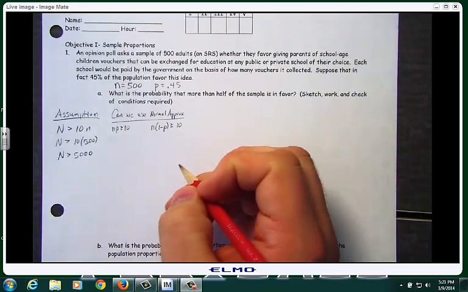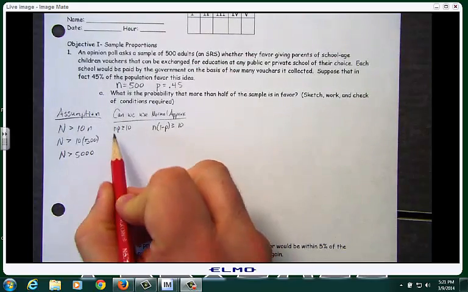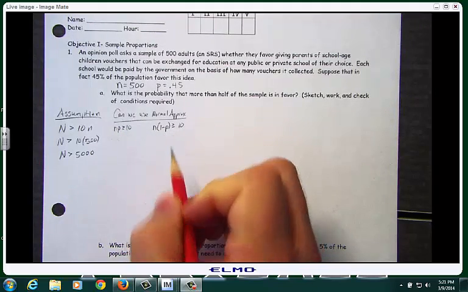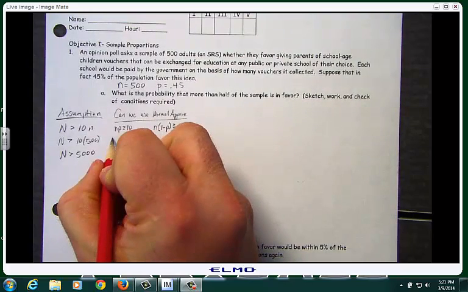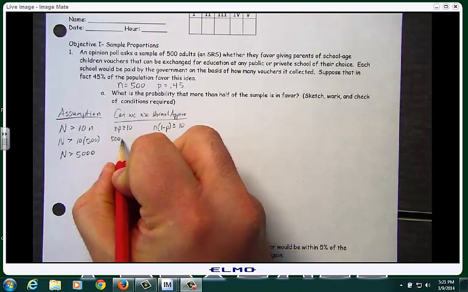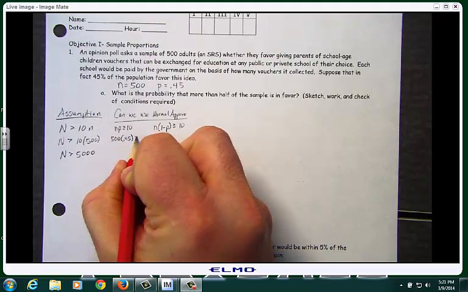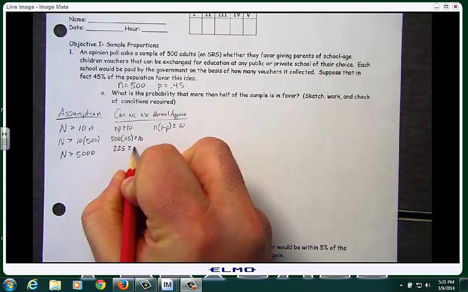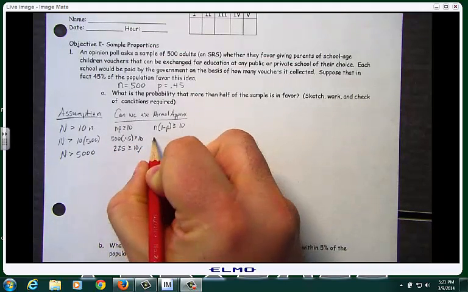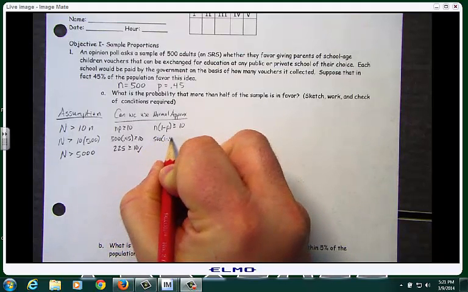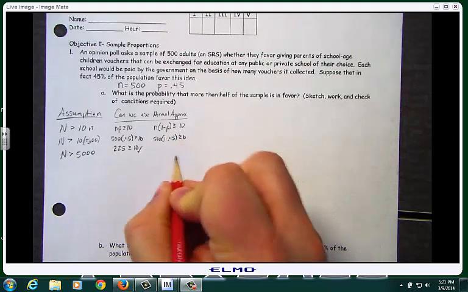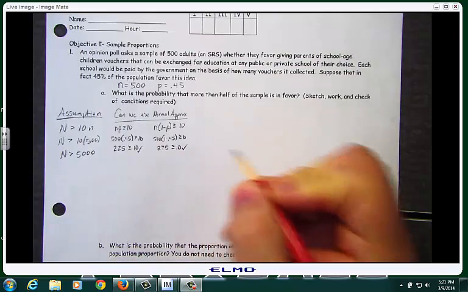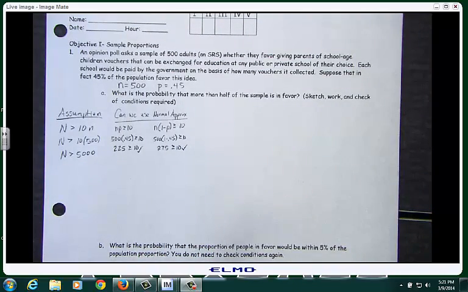Our next question is, can we use normal approximation for this problem? If n times p is greater or equal to 10 and n times 1 minus p is greater or equal to 10, then we are allowed to. So I'm going to insert the numbers and see what we have. So 225 greater or equal to 10. This one checks out. And 275 greater than or equal to 10. This one also checks out. So we are allowed to use normal approximation.